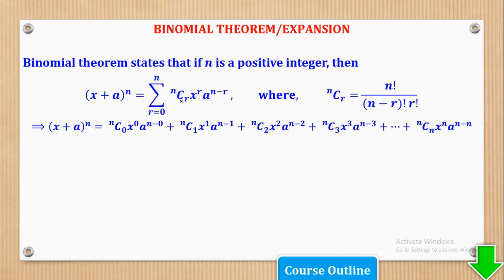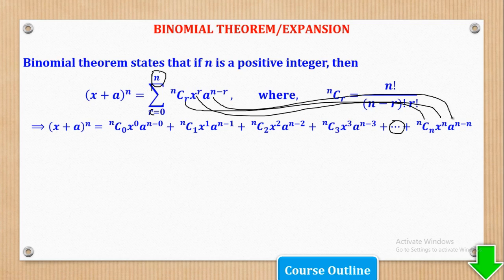Then put r equal to 1. This gives me n combination 1, x to power 1, a to power n minus 1. Then put 2 here, it will give you n combination 2, x to power 2, a to power n minus 2. Then put 3 here, we come up with n combination 3, x to power 3, and a to power n minus 3. The process continues up to the end. This series starts from r equal to 0 up to r equal to n. That is why there are these 3 dots to mean that there are more terms here, but we're interested in the last term. Put r equal to n here to come up with n combination n, x power n, and a to power n minus n.